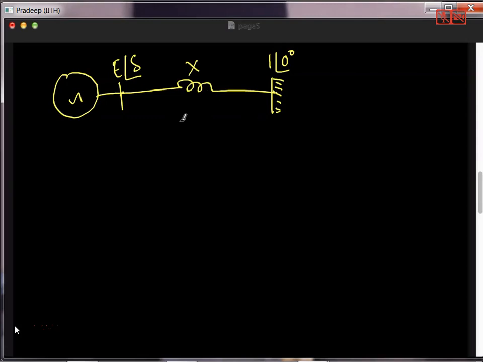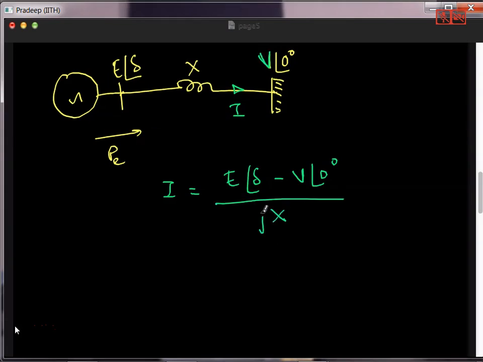Here I am interested in calculating the active power leaving this machine. What is the PE, the electrical power? To know the electrical power, first I can find the current. Let's define current as I. So what is the current? Current is nothing but EMF E angle delta minus 1 angle 0 degrees, or V angle 0 degrees. Let's consider this as V, divided by X. So X will be jX actually, so it will be reactance. Here I am not considering the resistance, only reactance.